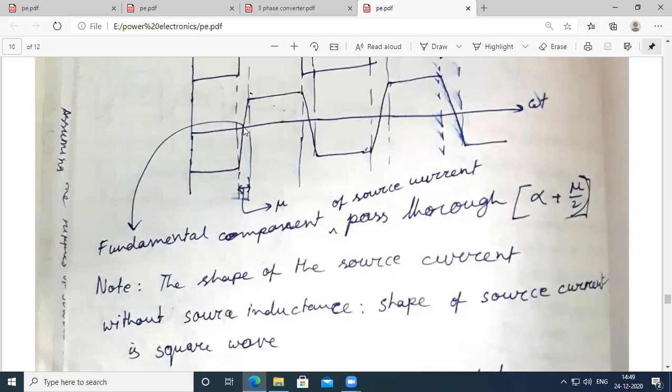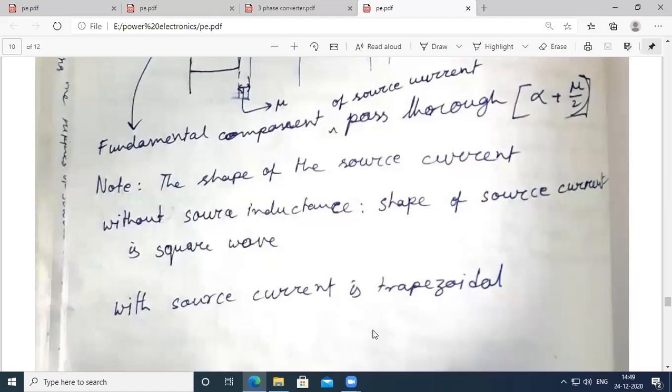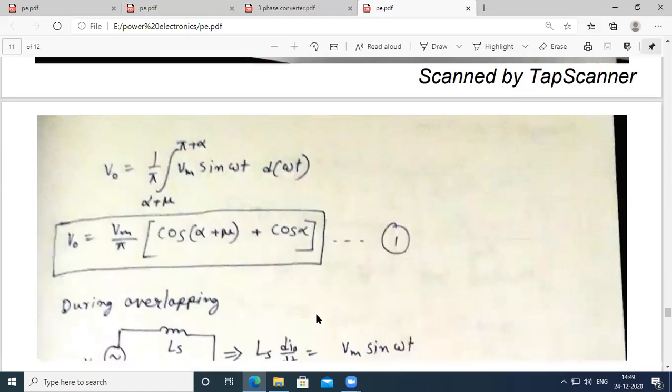So this portion is mu. In between, this one is mu by 2. So the fundamental component of the source current will pass through alpha plus mu by 2. The shape of the source current without source inductance is a square wave, and now this is the trapezoidal wave. Now this is the output voltage.